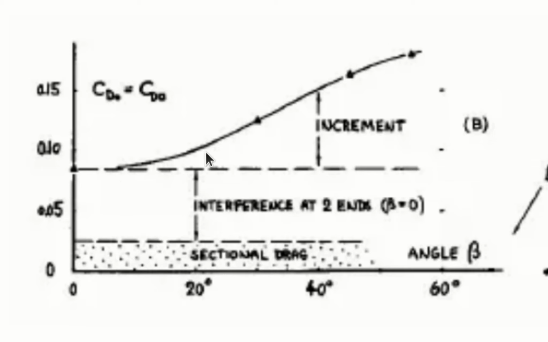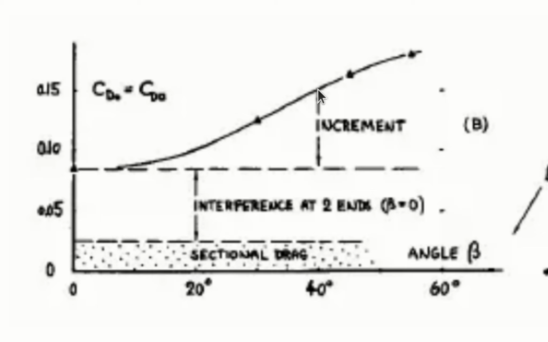Now as you increase that angle, you're starting to lay it over. You can see from this graph, we're getting more and more interference drag. So when we get up here to about 40 degrees, our interference drag has doubled. So that's pretty significant. So it would be nice if we could find a way to reduce this interference drag, if we can, because leaning these struts over really increases it.